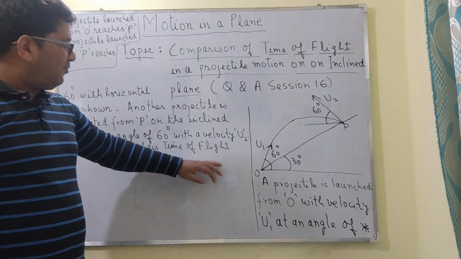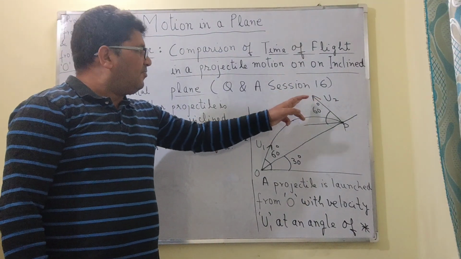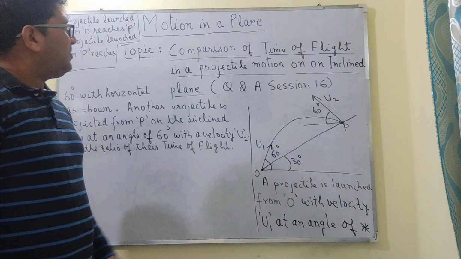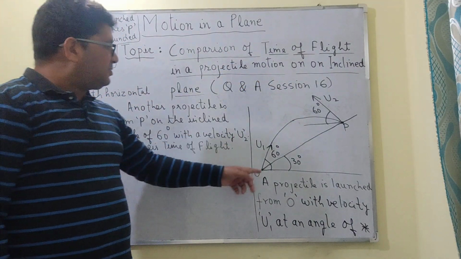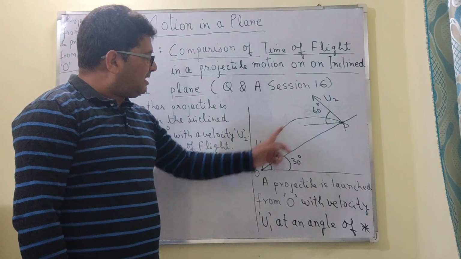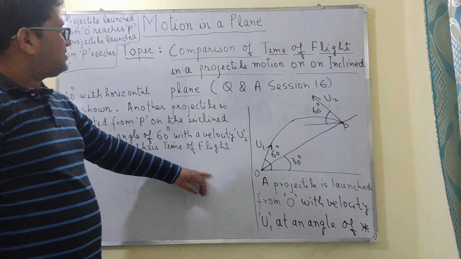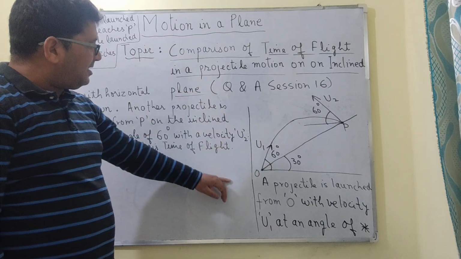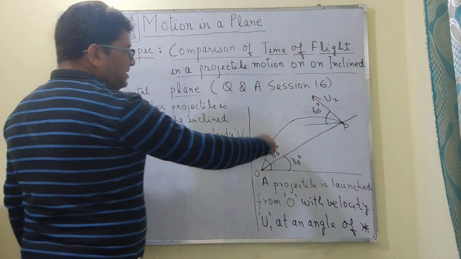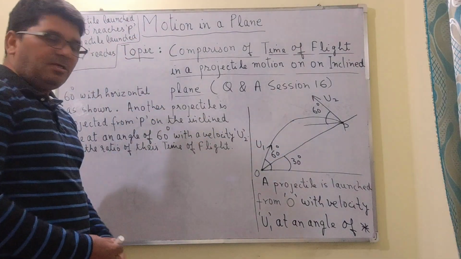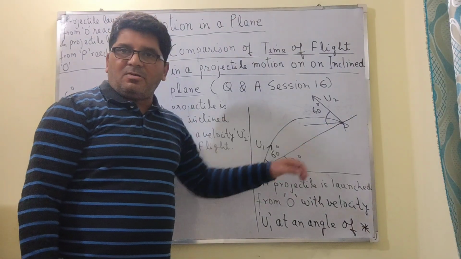The question for this session is the same which was discussed in the session number 15. In session number 15 we compared the projection velocities of the two projectiles which were projected up the plane and down the inclined plane. Now in this session the question is the same, and we will be comparing the time of flight of the two projectile motions which are projected from this point O and this point P on the inclined plane.